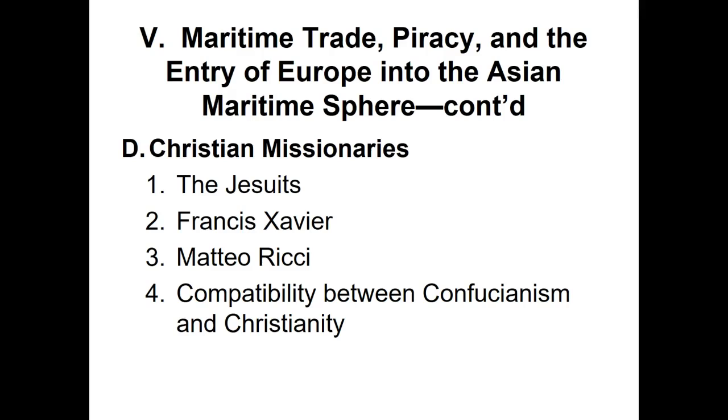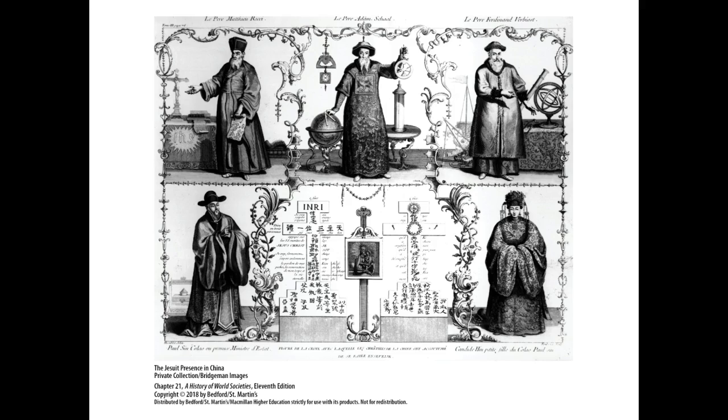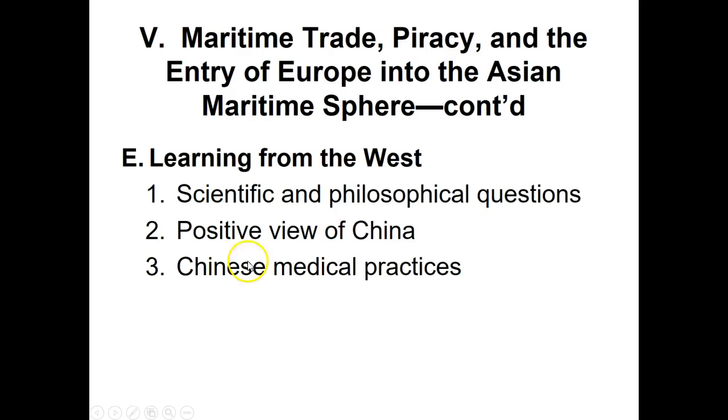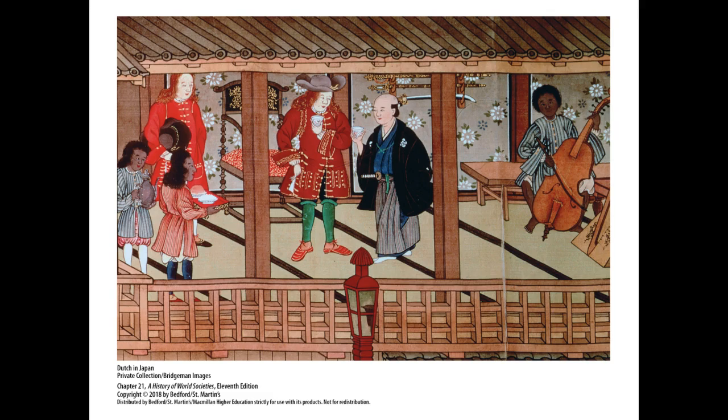I told you the Japanese are going to eventually try to push out the arrival of Christianity into those areas. So you'll see examples of the Jesuit presence in China. Now there is an exchange that takes place, and everybody from Voltaire to even here in the United States, you'll see some sort of positive views about China. Chinese medical practices are shared as well, such as the inoculation for smallpox idea.